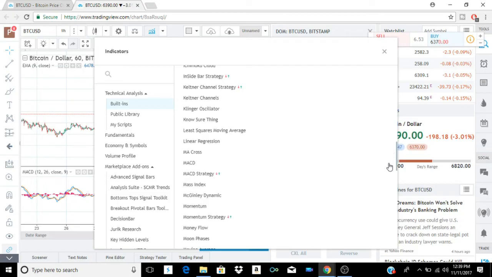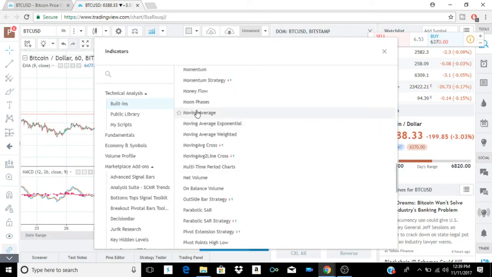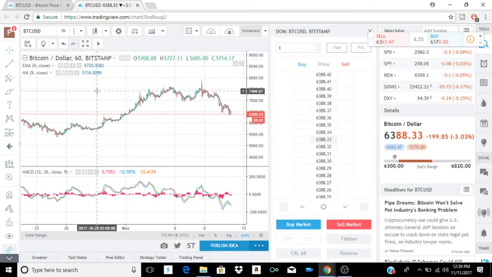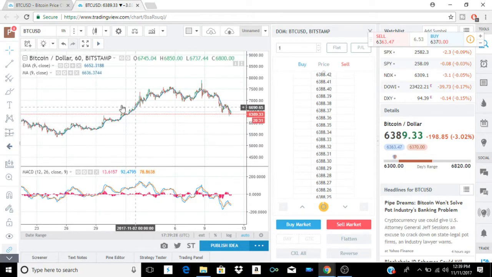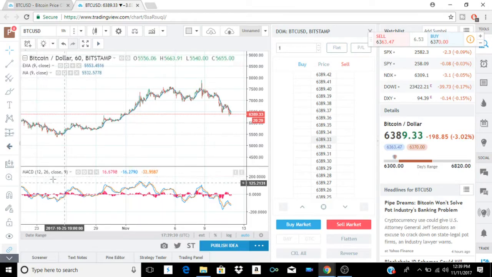Go down, back to the M's, moving average. And we're going to add two of them. Oh, can't because of that. But we'll still add the one. And this basically is going to be showing you the moving average. See how it added that line over there? That's the moving average. And you could change that if you wanted, but because it corresponds with the MACD, we'll keep it there.